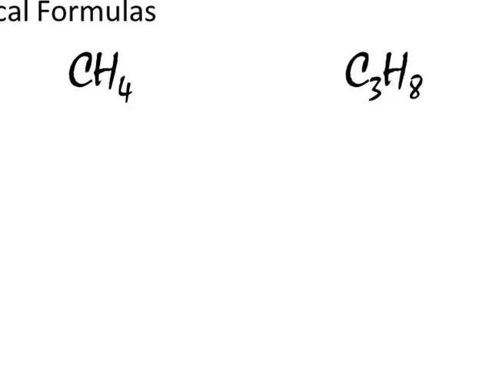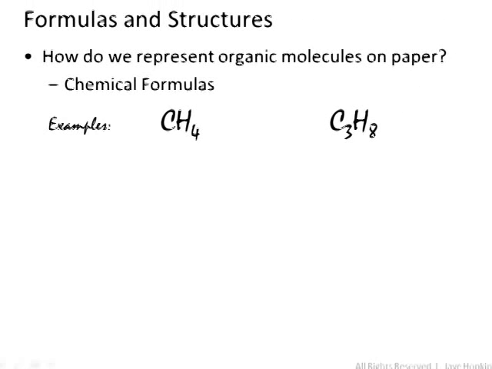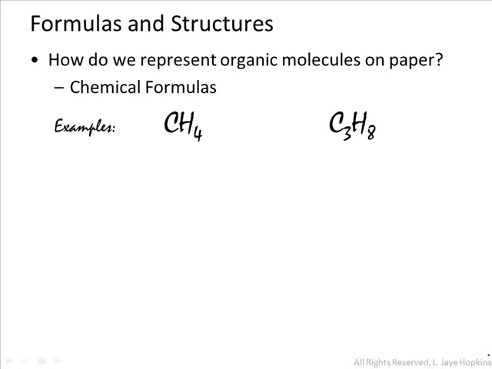The upside to chemical formulas is they're short and they're easy to read. The downside is they give us almost no structural information. And as our molecules get more complex, you'll see that this can be a problem. The alternative to chemical formulas that you might remember from general chemistry is drawing out a complete structure. You may have called this a Lewis structure.